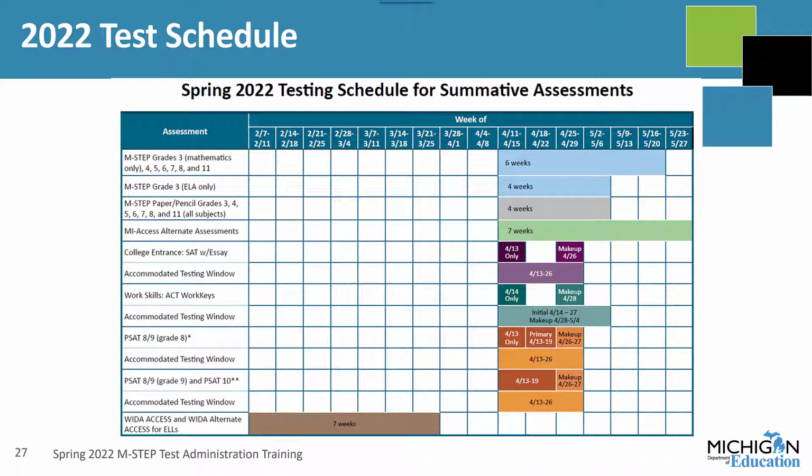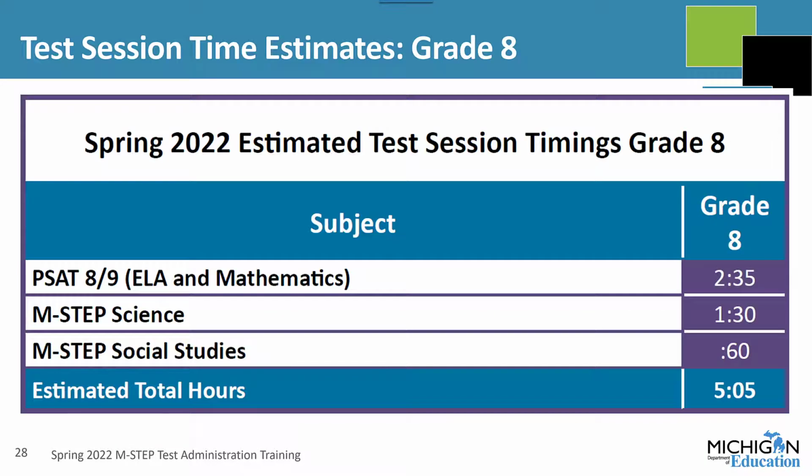This graphic, which you can find in the Guide to State Assessments document, also includes the testing schedules for MSTEP Grade 3 ELA, MyAccess, SAT, ACT, PSAT, and WIDA. All of these schedules are also available in the Guide to State Assessments document, which is available on the MSTEP webpage at www.michigan.gov/MSTEP.